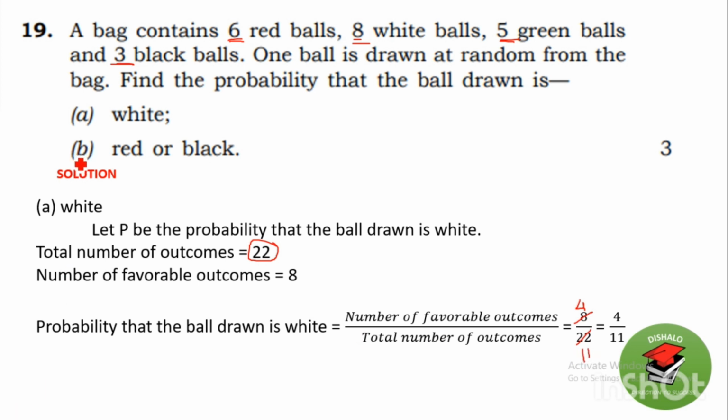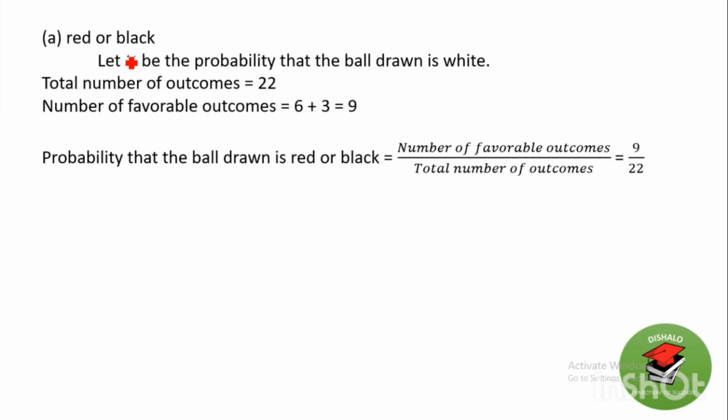Okay. Then next, it is either a red or black. So let Q be the probability that the ball drawn is red or black.